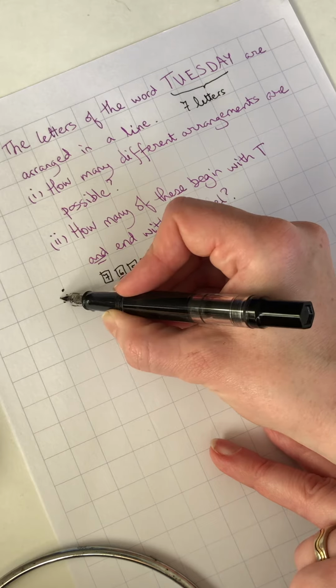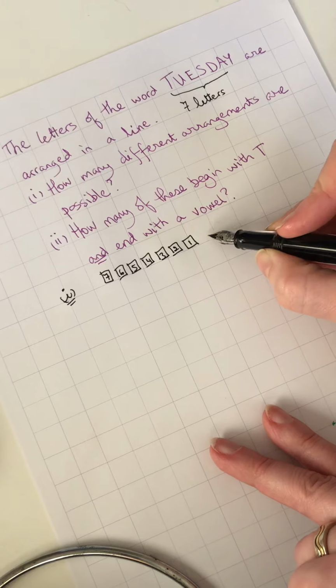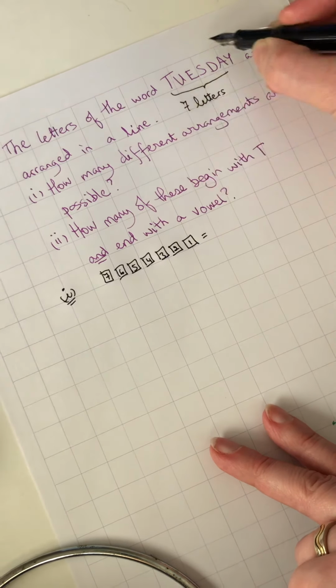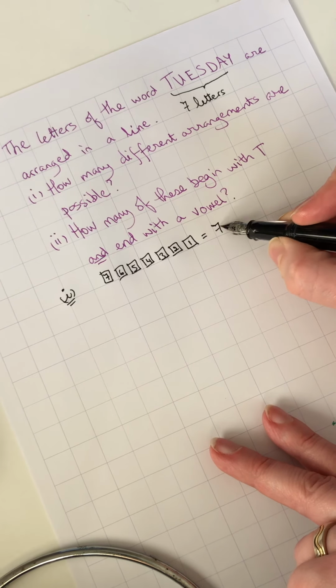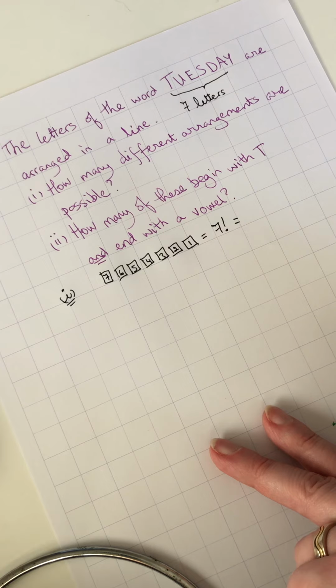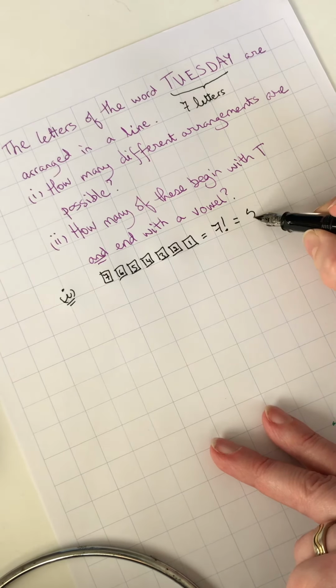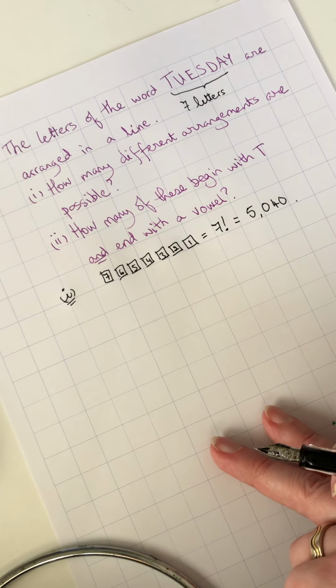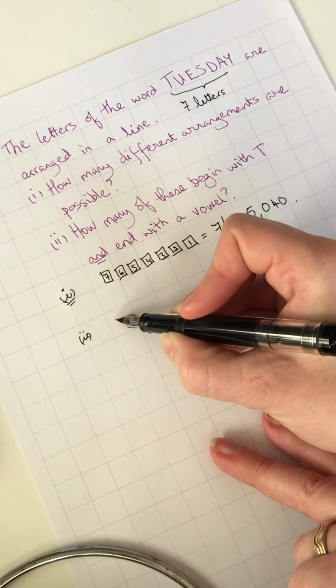So you don't need to write out your pigeonholes like this unless you actually want to. Because when it's a straightforward question, arranging 7 different things, how many different ways can we arrange 7 different things? It is always going to be 7 factorial. And you can type that into your calculator. We actually answered it earlier. It's 5,040. So there are 5,040 different possible arrangements for the 7 letters of Tuesday. However, what about with the restrictions?